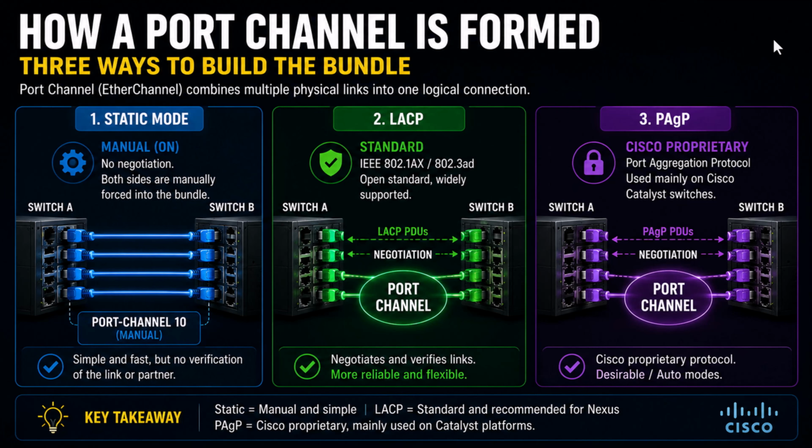LACP stands for Link Aggregation Control Protocol. It's the IEEE industry standard. Devices exchange LACP packets to negotiate and verify the connection automatically. This is the recommended option for Cisco Nexus switches and modern data centers. PAgP stands for Port Aggregation Protocol. Unlike LACP, it's proprietary to Cisco. It's mainly used on Cisco Catalyst switches. You'll rarely see it in modern Nexus environments.